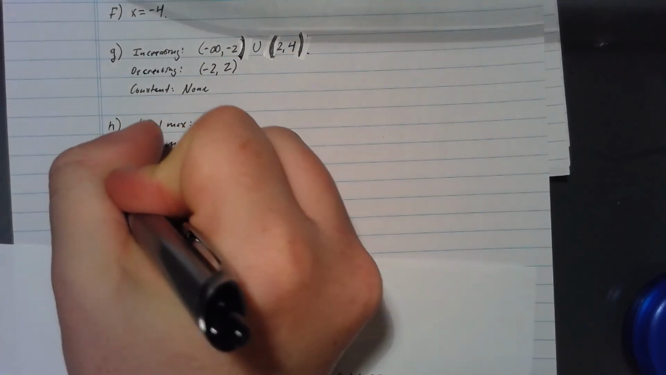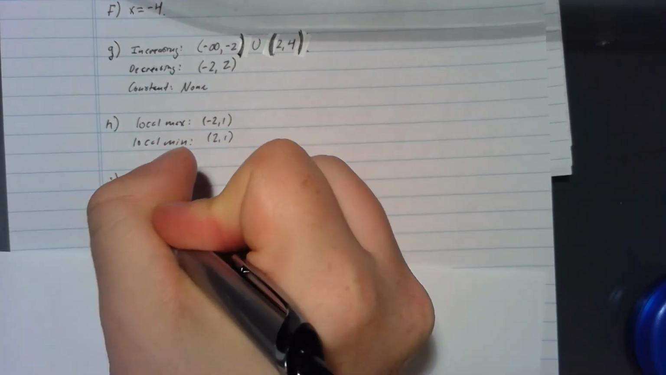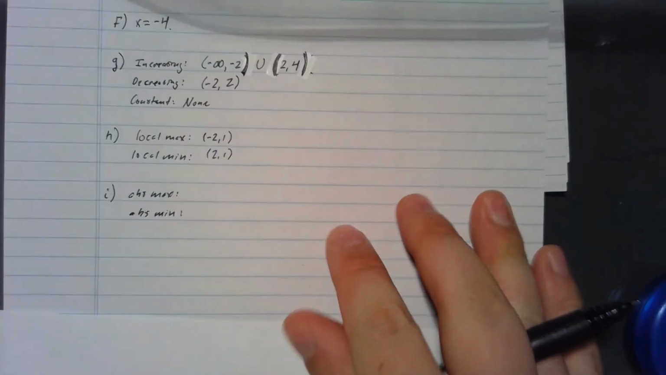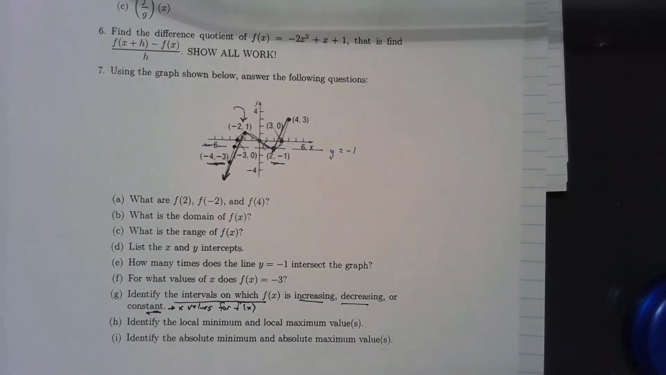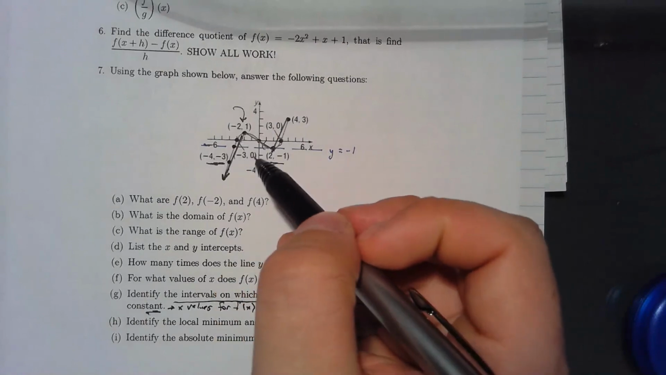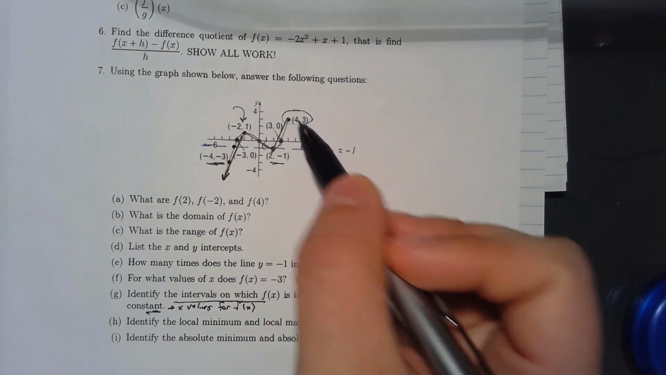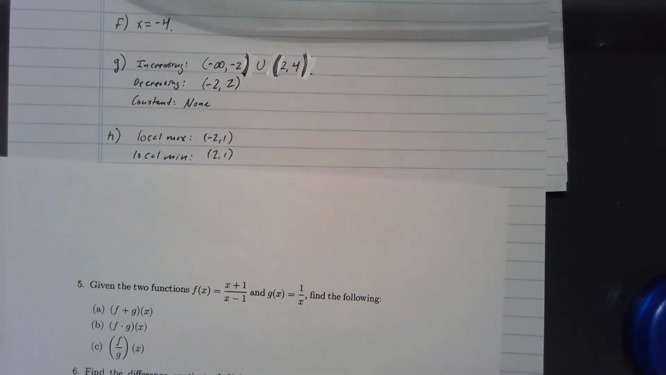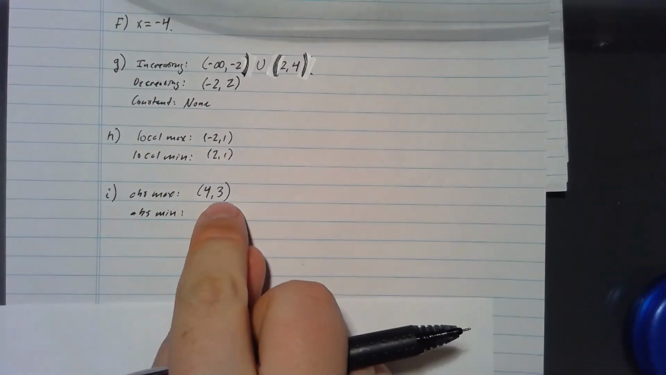Now, absolute max and absolute min. The absolute maximum is the highest point on the function. And it could be at the endpoints or in the middle. It doesn't matter. And since the highest point here is that one, that would be my absolute maximum, 4 comma 3. And I don't have to have an open interval around it. It could be at an endpoint. That's fine. So my absolute maximum is 4 comma 3. It occurs at 4 but has a value of 3.